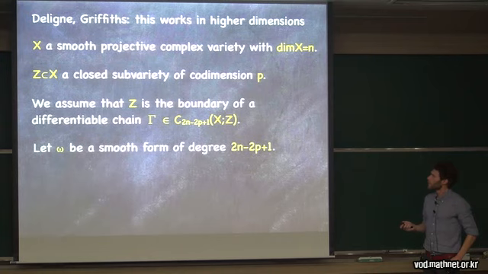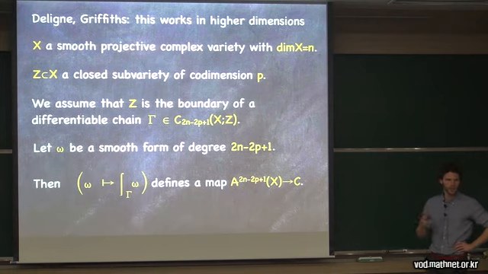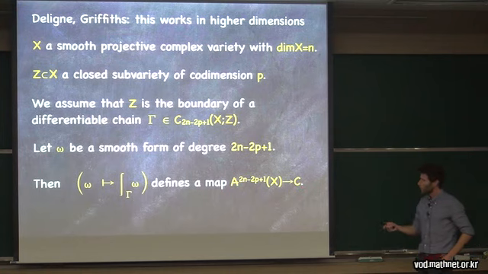And now if we take some differential form of degree 2n minus 2p plus 1, then we can define a map by sending this omega to the integral of this differential form evaluated on this differentiable chain gamma. This defines a map from A^(2n-2p+1), the smooth forms on this X of degree 2n minus 2p plus 1. And if we evaluate this integral, we get a complex number.